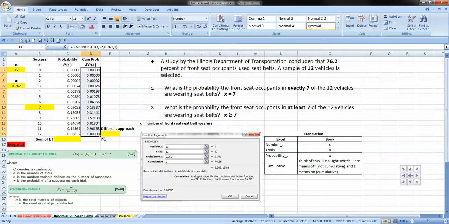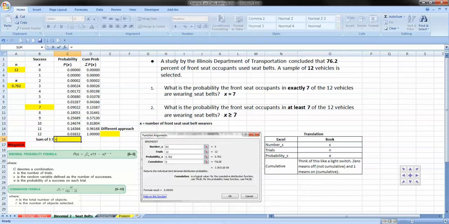In order to calculate part 2, what is the probability the front seat occupants in at least 7 of the 12 vehicles are wearing seat belts, where x is the random variable defined as the number of successes, in this specific case, the number of front seat belt wearers. We need to calculate those for 7, 8, 9, 10, 11, 12. Since it's at least 7, or x is equal to or greater than 7, we can just sum the probabilities from each of those success values, 7, 8, 9, 10, 11, 12.